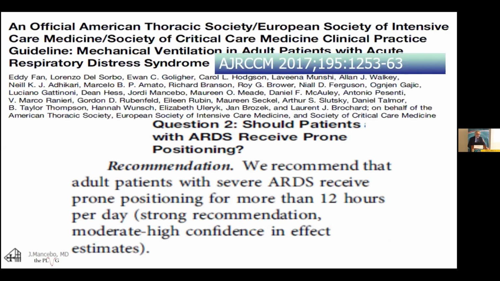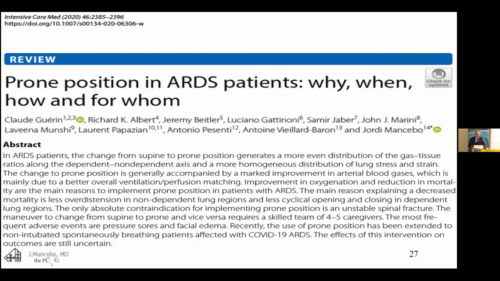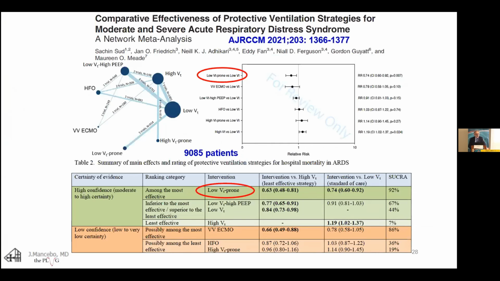So we still recommend prone positioning. This is the last guideline published some years ago before the pandemic, and it was for traditional ARDS. This is a more recent review that we published a few months ago, in the middle of the pandemic, indicating the same. This has been discussed before by Professor Evangelia Kumenaki.